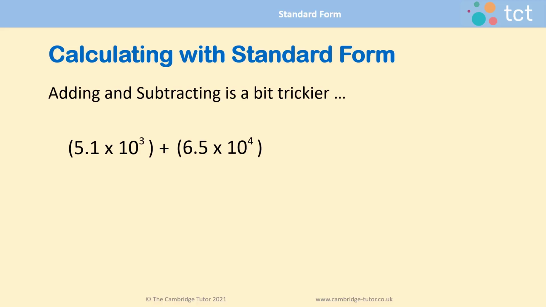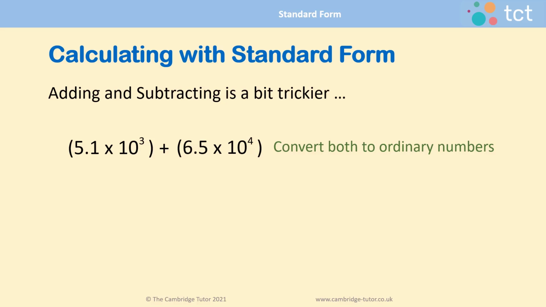Adding and subtracting is a bit trickier. There are two ways of doing this. I'm going to show you my preferred way first, but I know a lot of people like the other version, so I'm going to show you both. So starting with this one, we're going to add them together, but to start with, we're going to convert both to ordinary numbers, then add them together, and then convert them back.